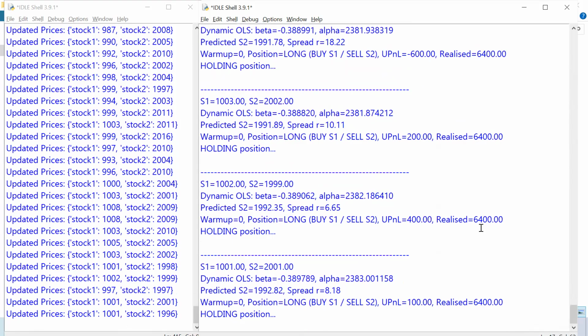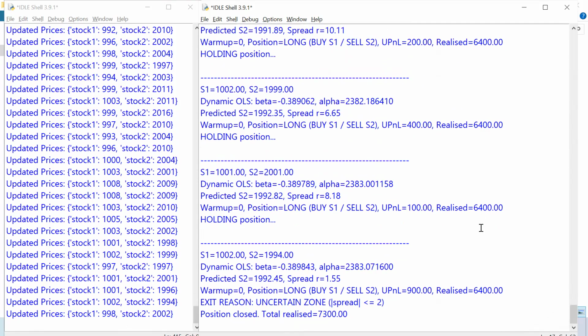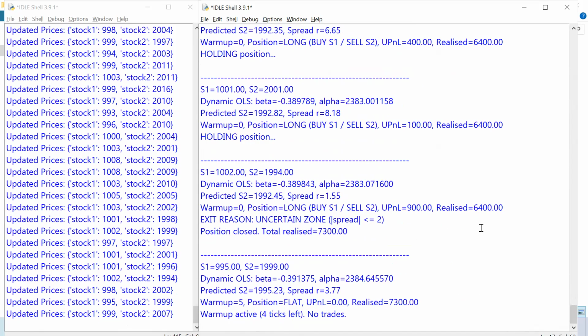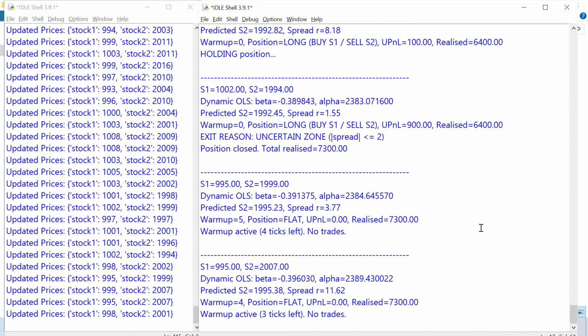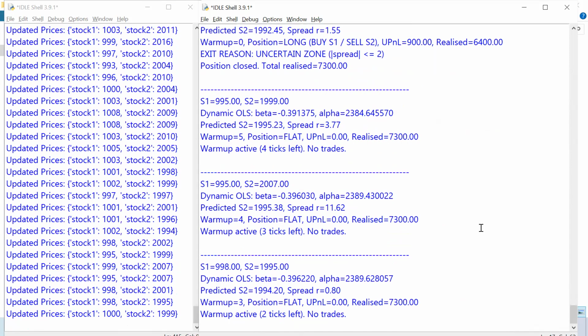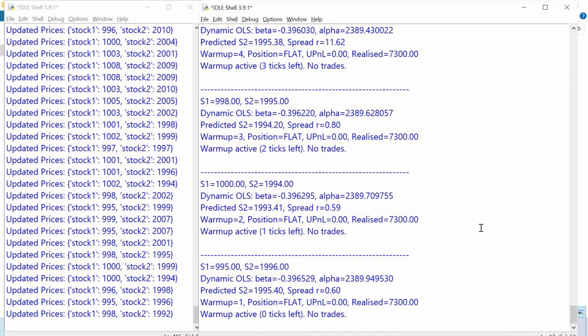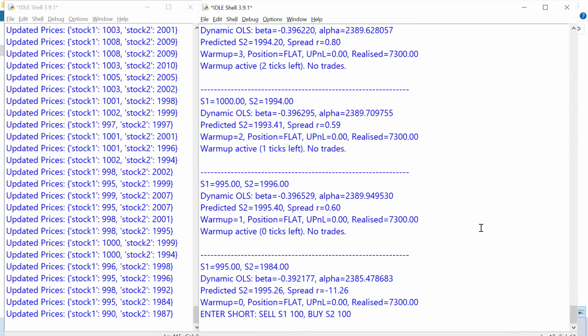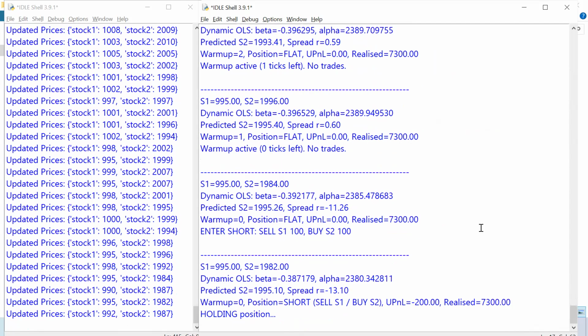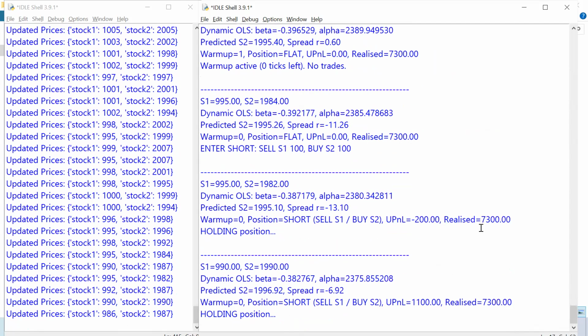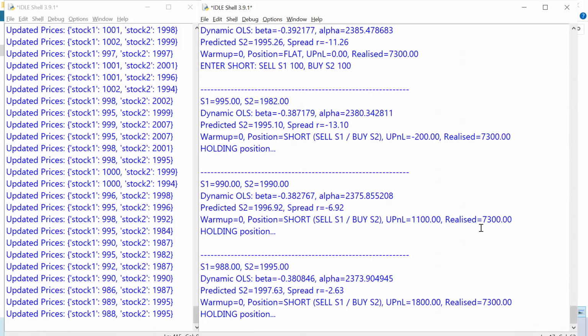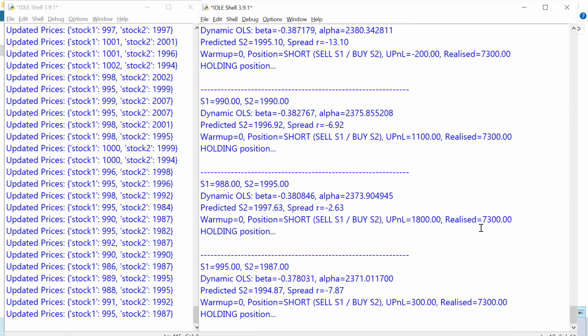See, no greed, no fear. The market is working with the logic. We got a profit of 7,300 rupees. How beautiful it is working, you can see. We got one more profit. Almost. We're going to book this.